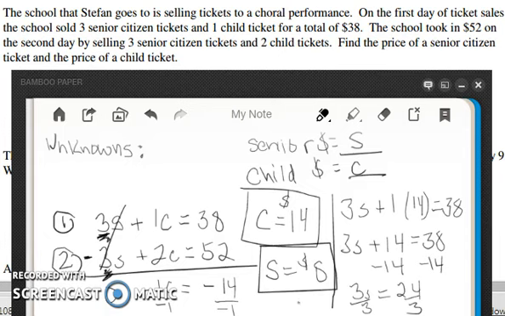Okay, so again, setup, we start with our unknowns, we get our equation with variables, and then we try and set up 2 equations. In this case, we did elimination. Okay, so very nice job.